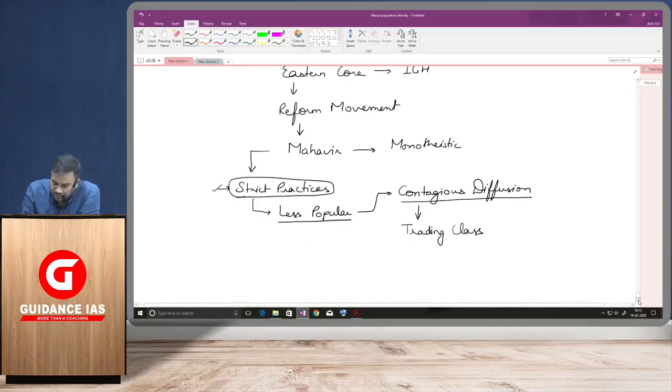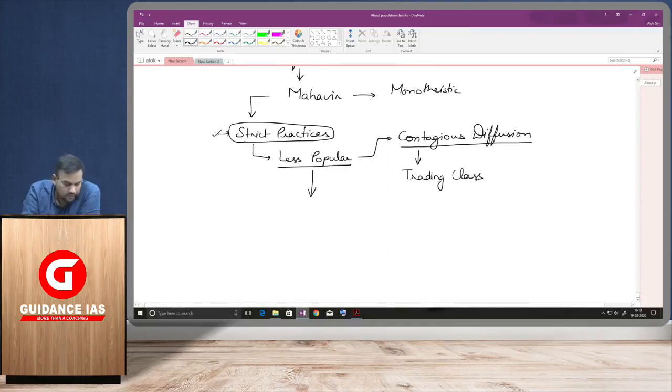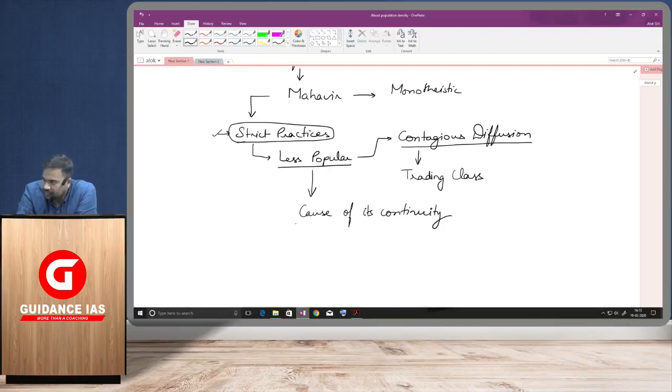Whatever be the case, this lesser popularity of Jainism became the cause of its continuity, because again, it was not seen as a threat by Hinduism. As a result, Jainism has a continued history in India, unlike the broken history of Buddhism. Okay? So that is how Jainism has evolved in India.